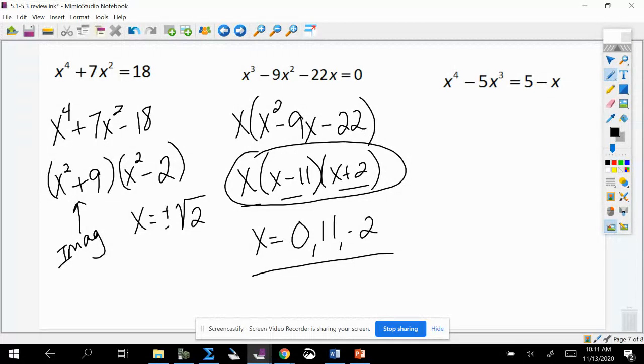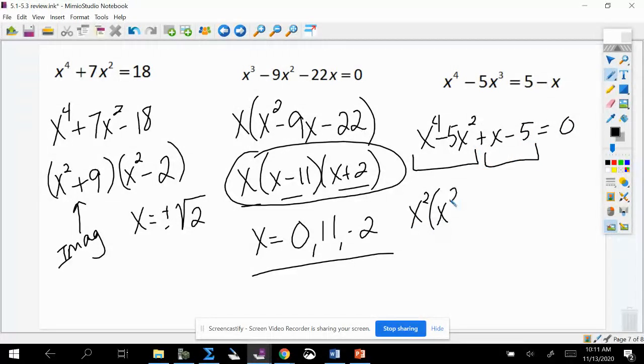Last one, I'm going to get in standard form. So I'm going to bring over the x. I'm going to add x to both sides, and I'm going to bring over the 5 by subtracting it. This is a grouping because it has 4 terms. So I'm going to pull out the x squared, which leaves me with x squared minus 5. Oh, wait, sorry, I'm going to bring out an x to the third, which leaves me with x minus 5. Wrote it wrong. And then I'm going to bring out a 1.